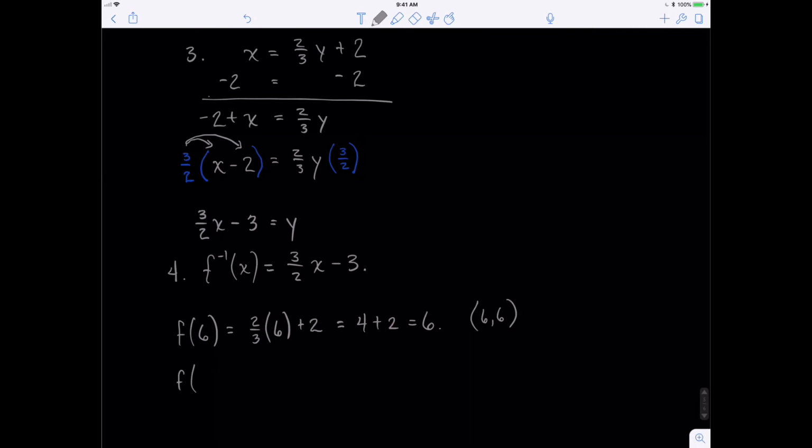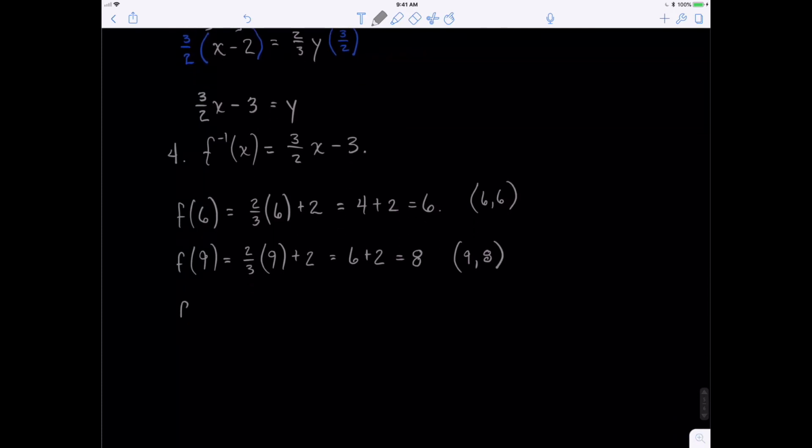Let's try 9. How about 9 instead? So I put in a 9, I get 2/3 times 9 plus 2. So this is going to give me a 6 plus 2, that's an 8. So in other words, my ordered pair was I started with a 9 and I got out an 8. Now, if my inverse really works, that means I should start with the 8 and end with the 9. So let's check.